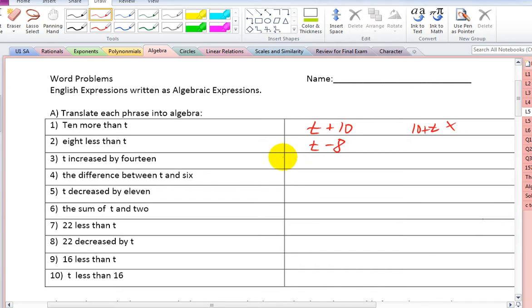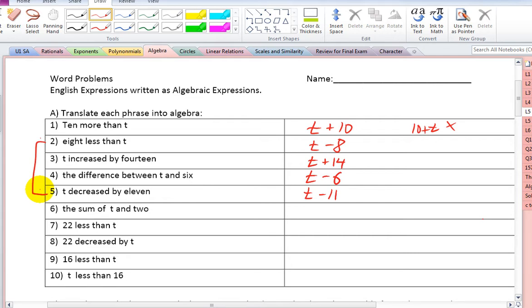Okay. Next one, Duman. Good, t plus 14. Number 4, Kyle. Good. Number 5, Japneet. Good. Okay. Notice how number 2 and number 5 are the same. Worded differently, but the same.